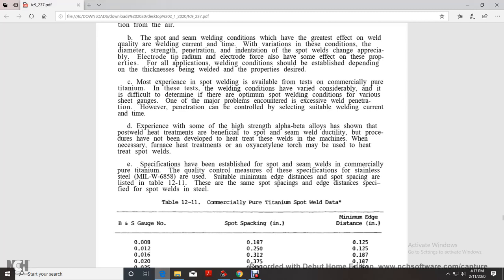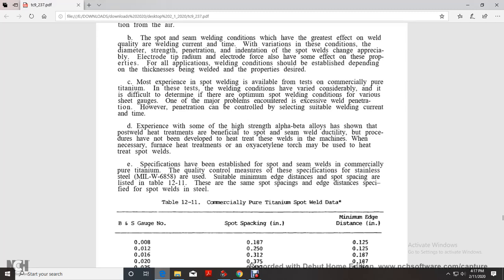Experience with some of the high strength alpha beta alloys has shown that post-weld heat treatment is beneficial to spot and seam weld ductility, and procedures have been developed to heat treat these welds in the machine. Furnace heat treatments or an oxyacetylene torch may be used to heat treat spot welds. Specifications have been established for spot and seam welds commercially with pure titanium.